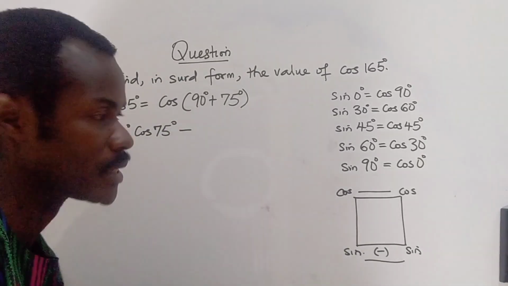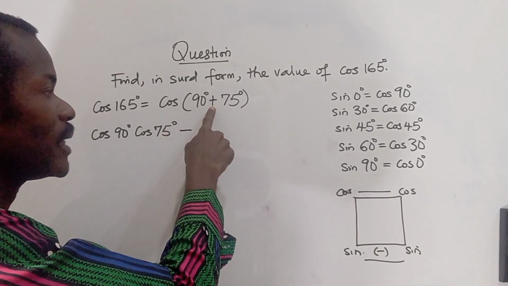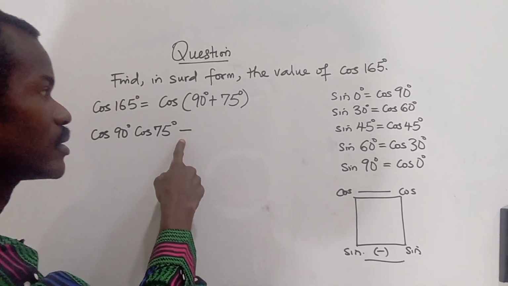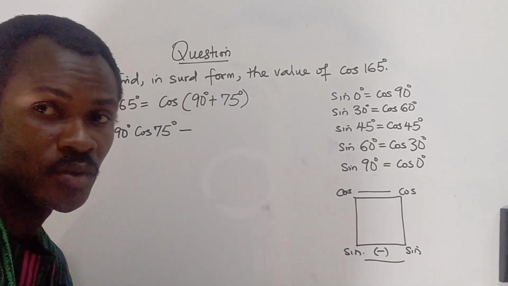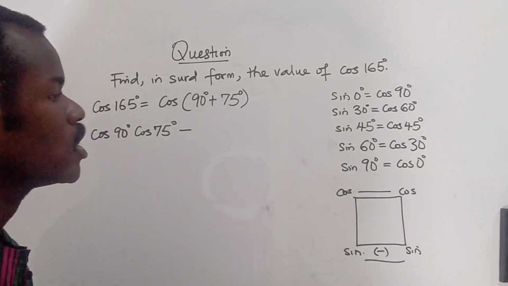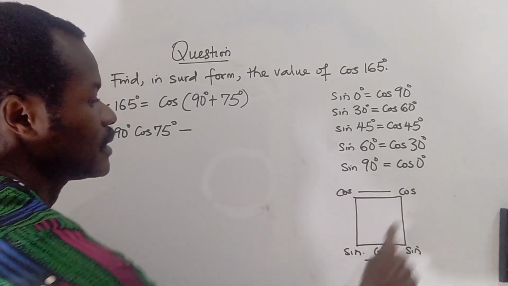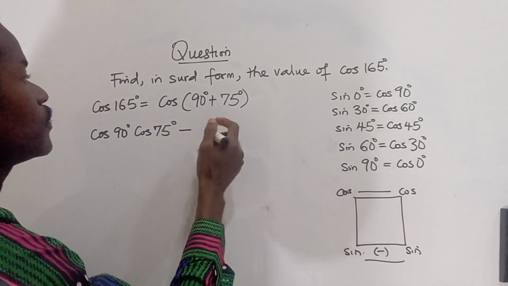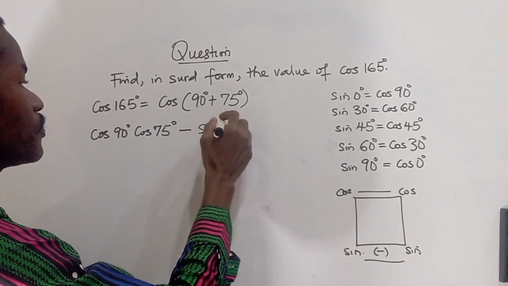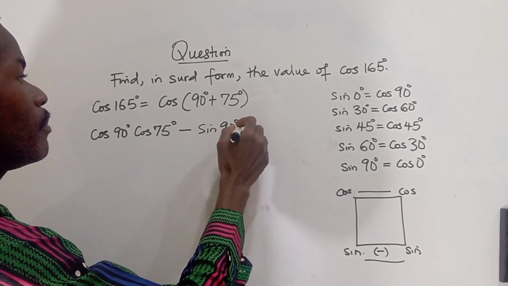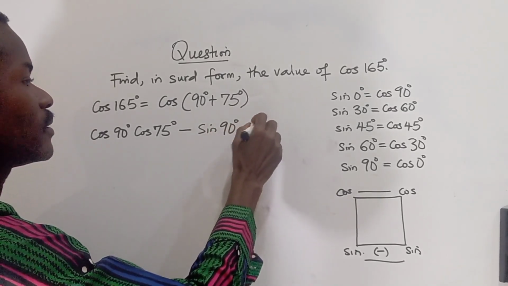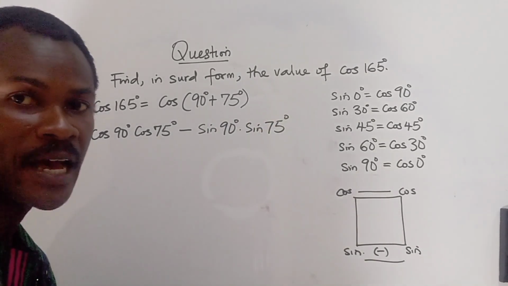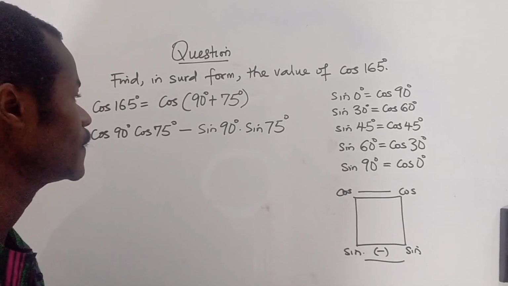Now plus is going to change to minus when you're dealing with cos and you have plus here. This is just applying the principle of sum and difference of two angles. Alright, so we are done with this. Now we are going to work on this. So we are going to say sine 90 degree multiplied by sine 75 degree.